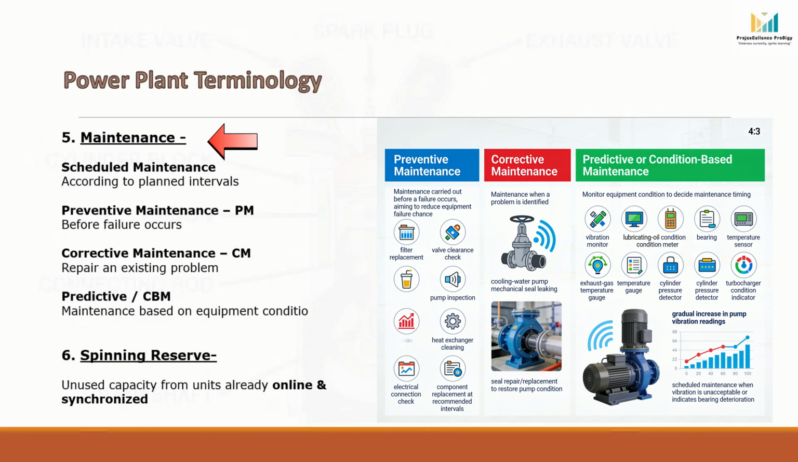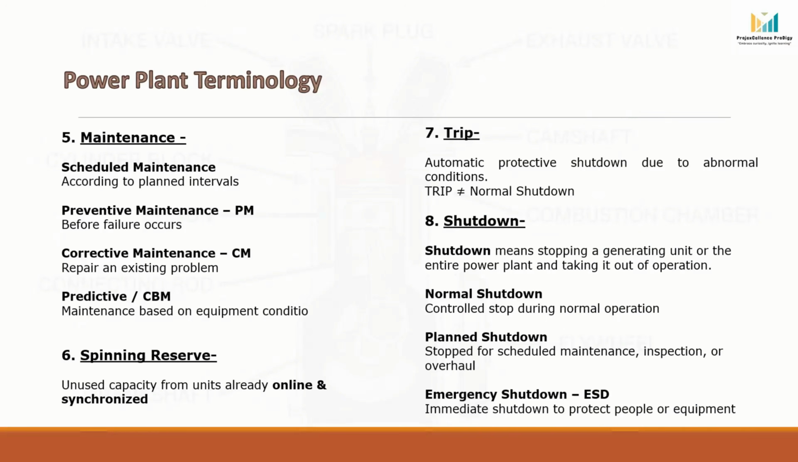Suppose vibration readings on a pump gradually increase. Instead of immediately replacing the bearing based only on running hours, we monitor this trend. If the vibration reaches an unacceptable level or indicates bearing deterioration, we put this pump on scheduled maintenance.